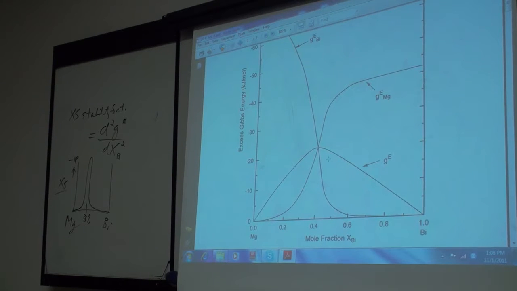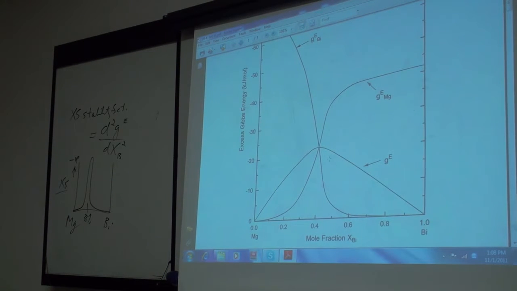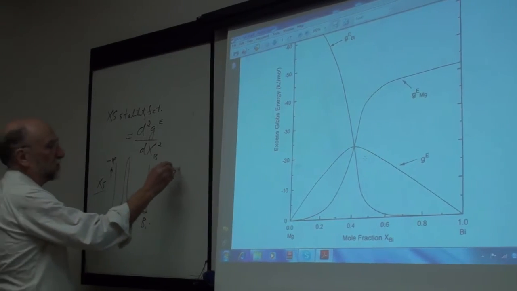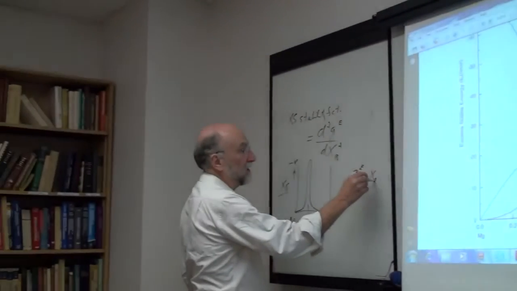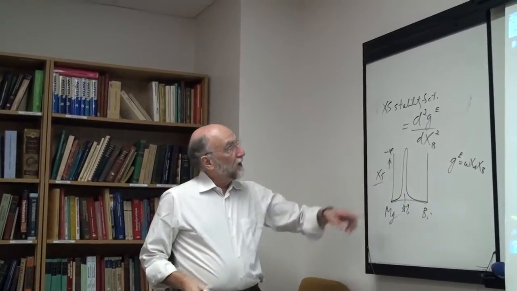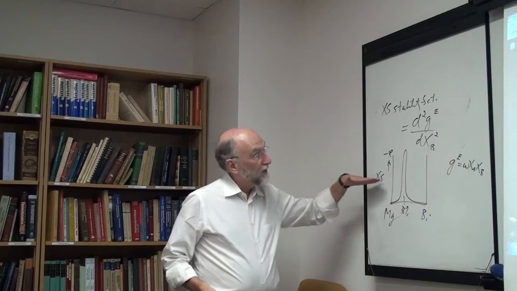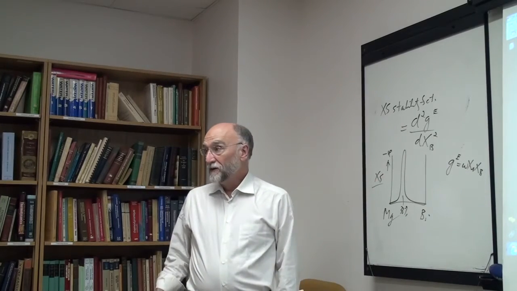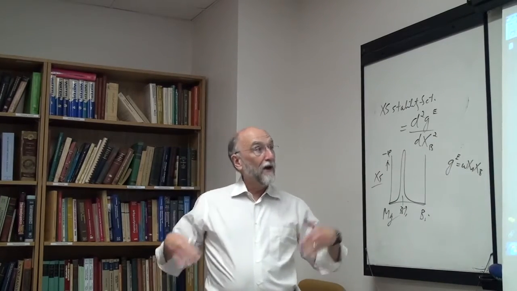The excess stability function, you can play with it. For example, calculate the excess stability function of a regular solution. If you set Gxs to be omega xAxB, work that out yourself, calculate the second derivative, and you'll find the excess stability function is a constant. That is, in the regular solution, there's no excess stability.